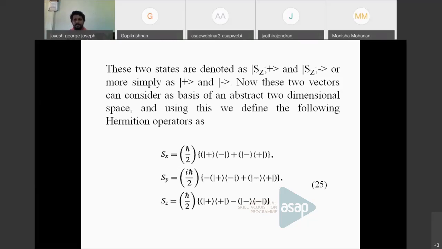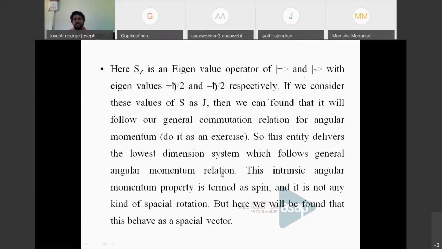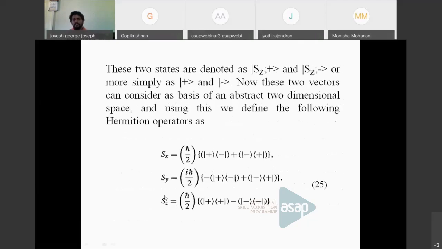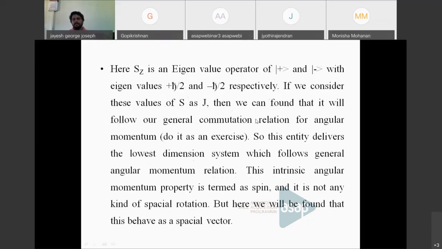And therefore from this basis and this space we can create some Hermitian operators, that is Sx, Sy and Sz. These are operators, and Sz has plus and minus as eigenstates. You can check: substitute Sz on plus, and you get plus h cross by 2 times that state itself. And if you apply Sz on minus, then you get minus h cross by 2. Simply check it, do it as an exercise. And if we consider these values of S as J, then we find that they will follow our general commutation relations for angular momentum. Do it as an exercise.